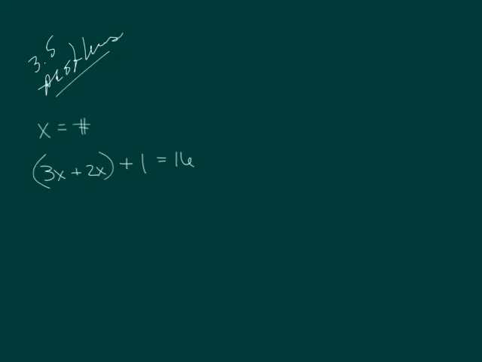Just make sure that when you're doing these, you're answering the question. You're not just finding x, you're finding how old they are now, what all 3 angles are, what the total cell phone bill is, that kind of thing. So that's it for the problem set for section 3.5.